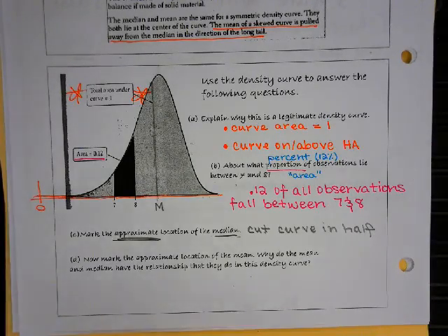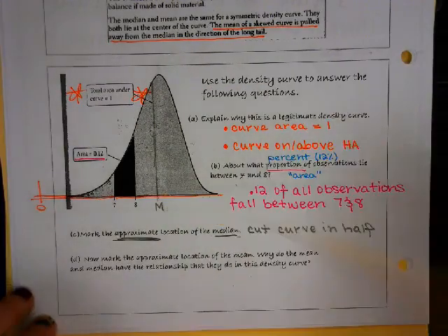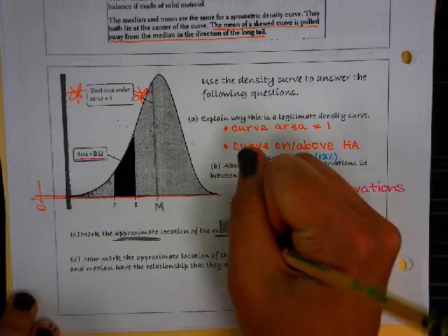Since that doesn't have a numerical value, do we put something like greater than 8, or do we just estimate? Just draw a line with an M. M stands for median. You don't have to put a number or anything.